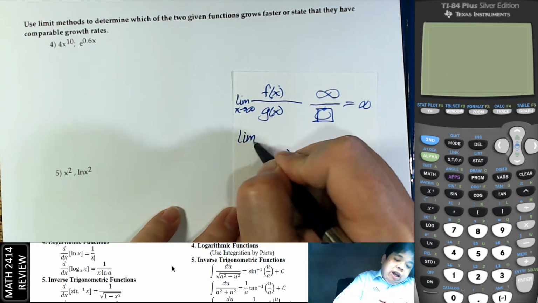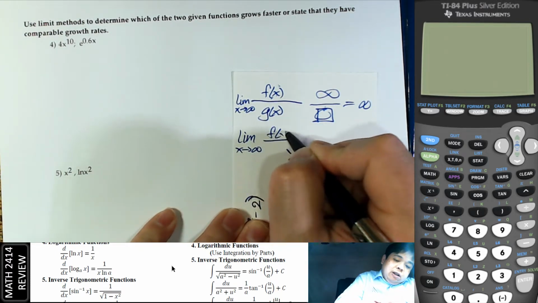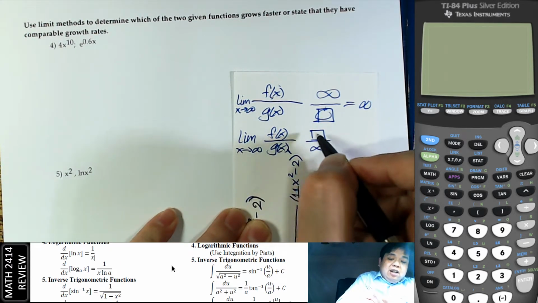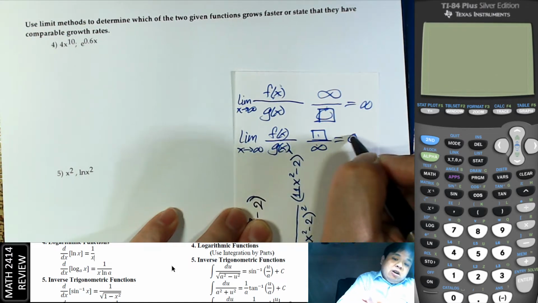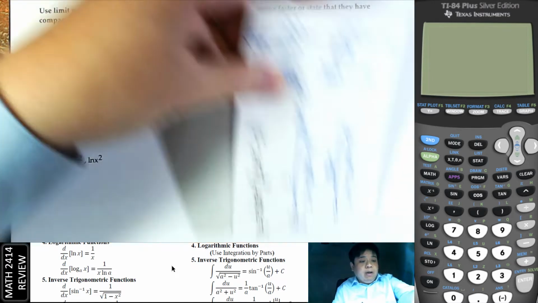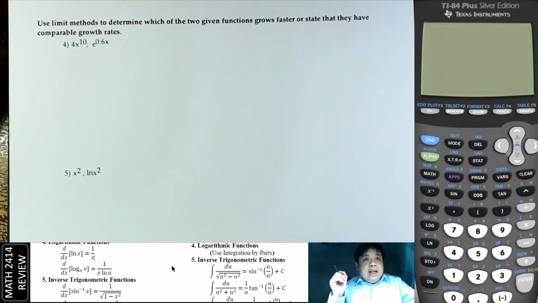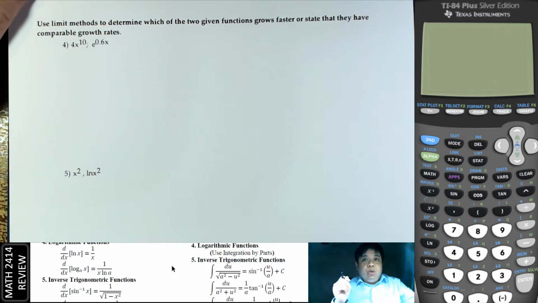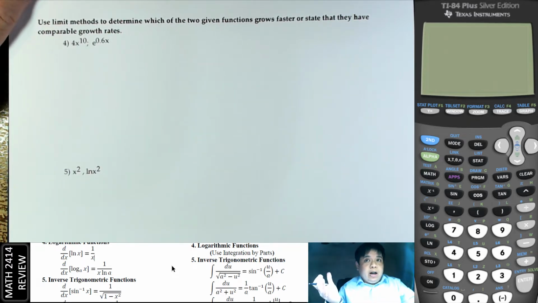Now if on the other hand the bottom goes to infinity faster, the top's not there yet. Finite divided by infinity is 0. So we just take the limit of a ratio, divide the two functions, and if it is infinity, that means the top goes faster to infinity. If it is equal to 0, that means the bottom goes faster. And if it is equal to a constant, different from 0 and infinity, then we say they have comparable rates.